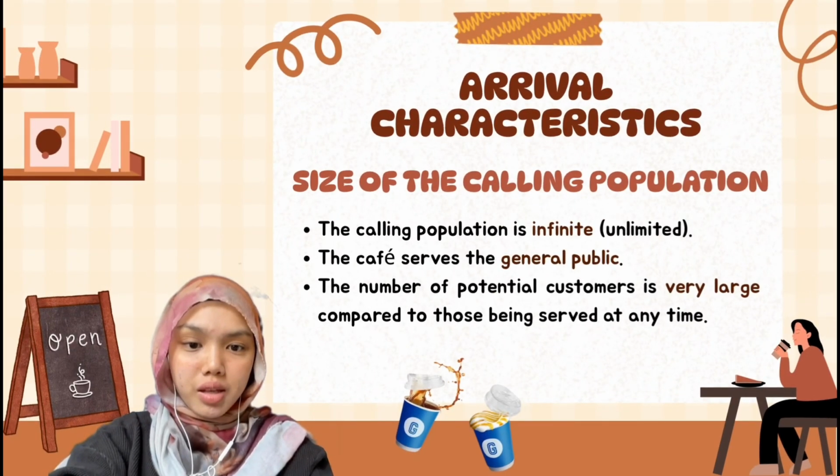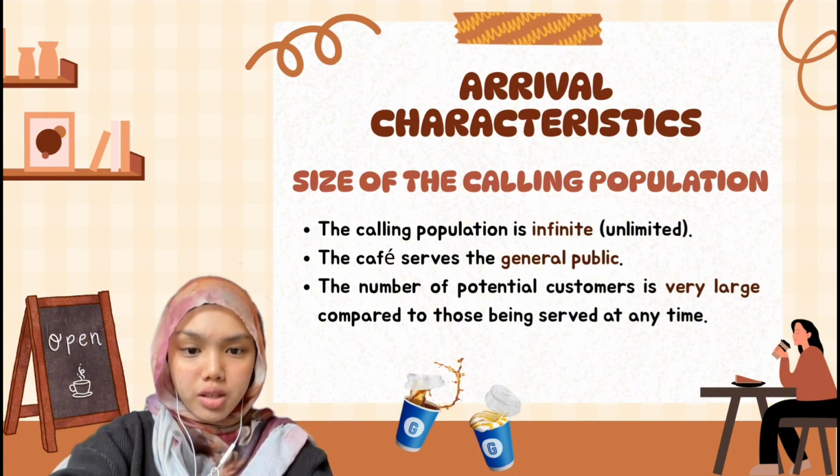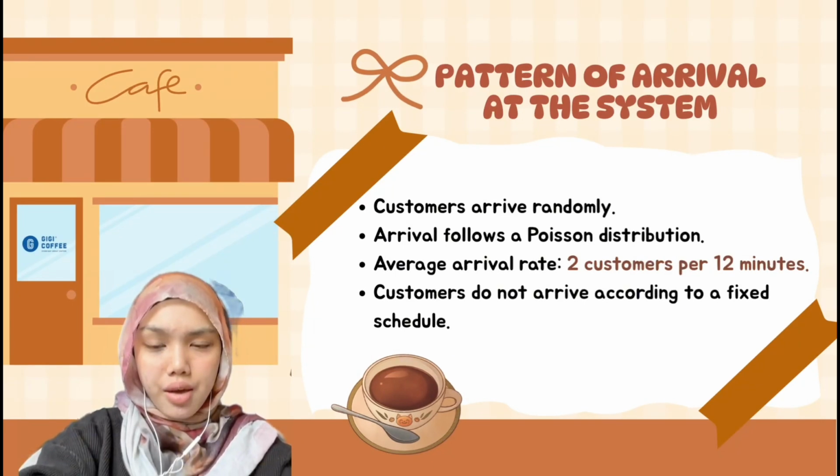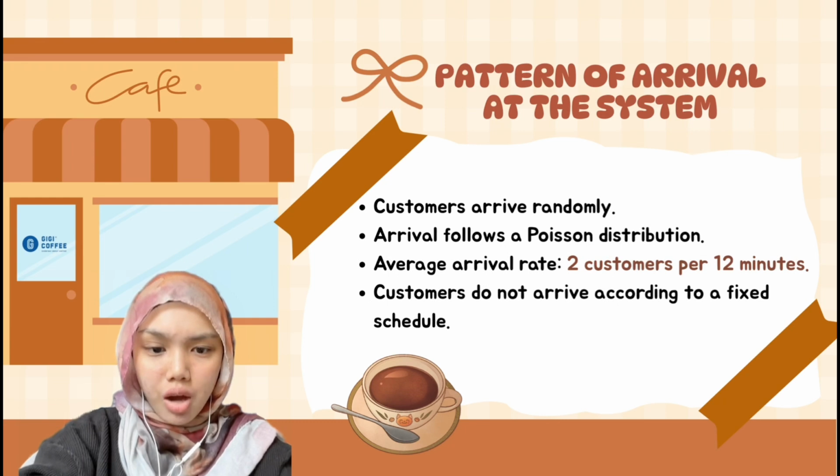Now, I would like to explain the arrival characteristics of the GG Coffee. First, the size of the calling population is considered infinite. This is because the cafe is open to the general public, so the number of potential customers is very large. Even if some customers are being served, it doesn't affect the arrival of other customers. Next, the pattern of arrivals at the cafe is random. Customers do not come at fixed times. According to the given information, the arrival follows a Poisson distribution, with an average of 2 customers arriving every 12 minutes.